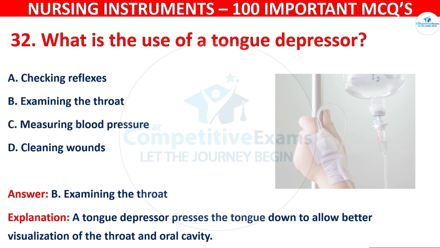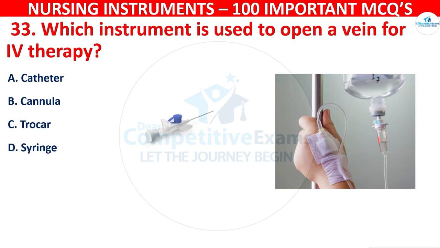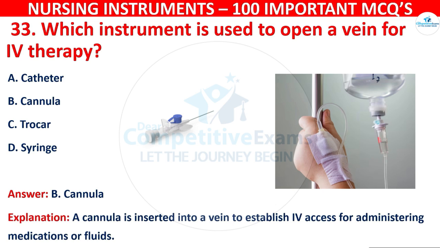Question number 33. Which instrument is used to open a vein for IV therapy? Your options are catheter, cannula, trocar, or syringe. The correct answer is B, that is cannula. A cannula is inserted into a vein to establish IV access for administering medication or fluids.